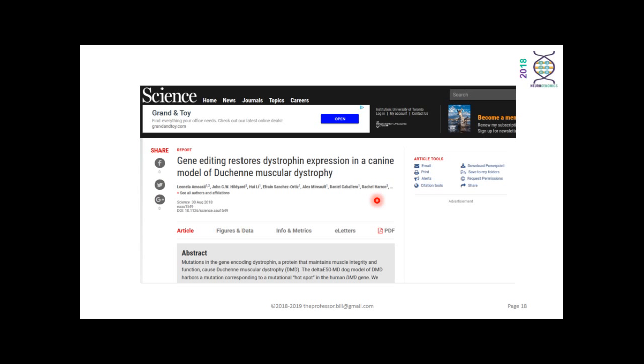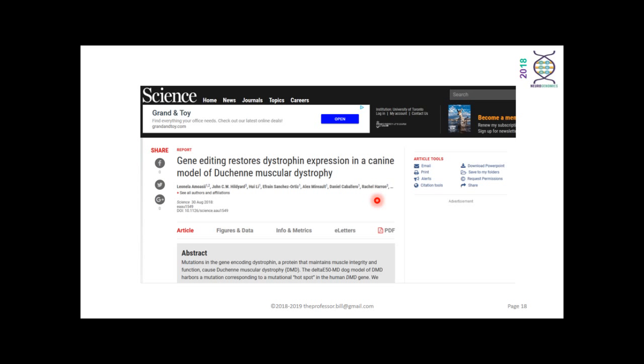Like, you don't get to publish in Science for just doing the same experiment over and over again. Here, they changed their model. They went and did this originally in 2015 in mice. Now, in 2018, they are publishing in canine models. What makes it different? Any ideas?